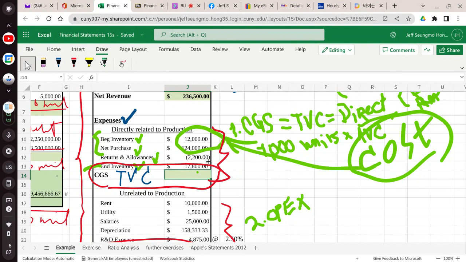Returns and allowances in this case is negative because it looks like it's cash outflow, but actually it's a negative expense. Returns. Well, think about it. You returned some defective merchandise to your supplier, then you will get a refund. Isn't that right? So that's cash inflow. If it is cash inflow, why is it negative? No, it's not negative.